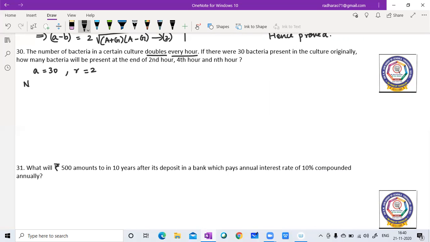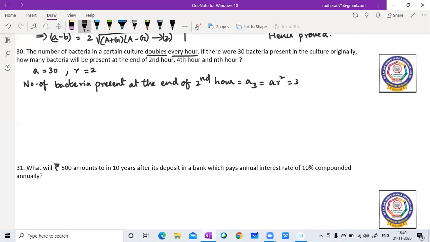So the number of bacteria present at the end of the second hour is equal to A3, because in the beginning it was 30, at the end of the first hour it doubles, and then at the end of the second hour it again doubles. So at the end of the second hour is A3, that is a r square. So 30 into 2 square. So 4 into 30 is 120.